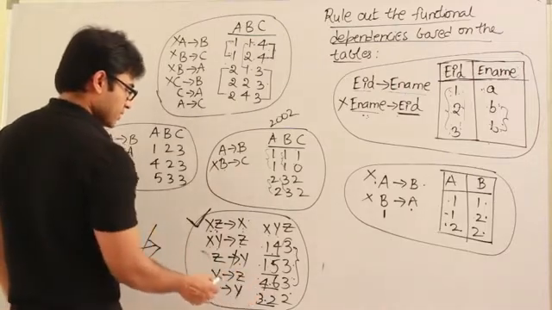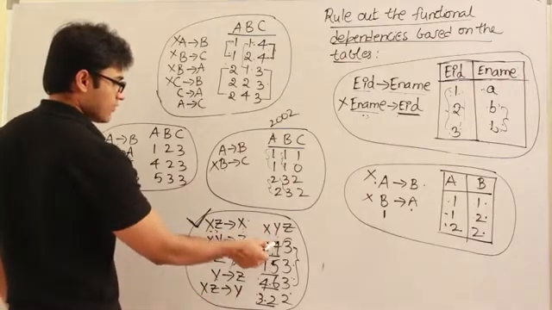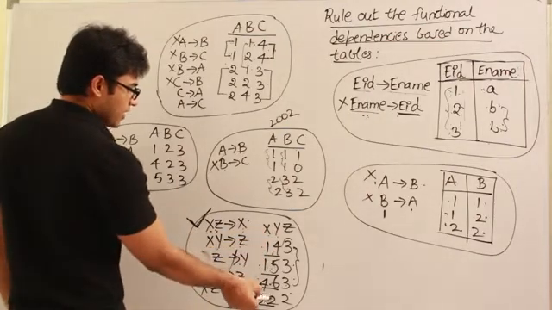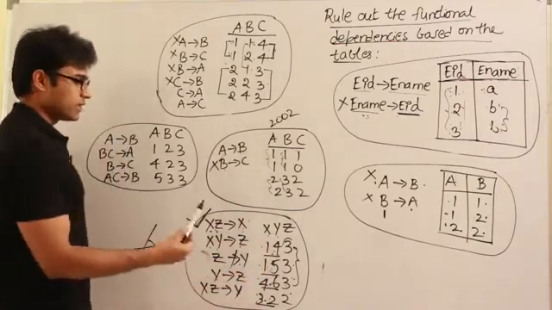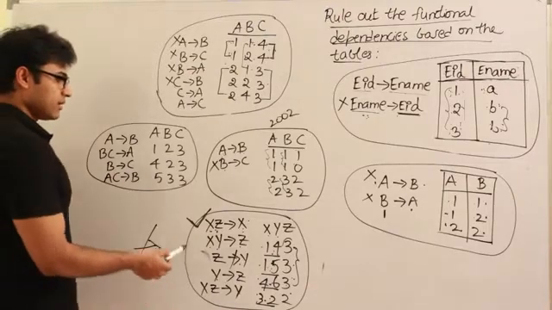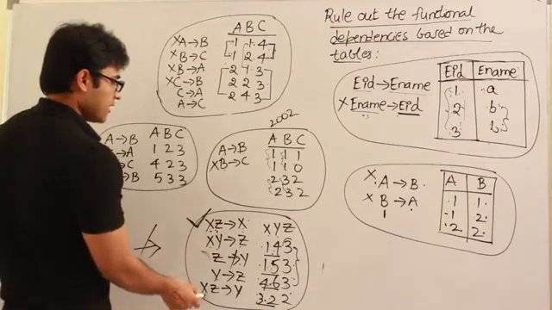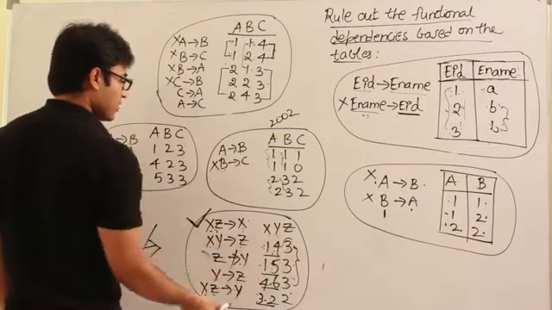Okay, and next one is y determines z. So if you watch it, the y value is actually unique, right? So whenever left hand side is unique, you need not check it. It will never get violated. Violation will occur only when left hand side is same and right hand side differs, right? And x and z. So x and z, yes, here there are unique values, right?